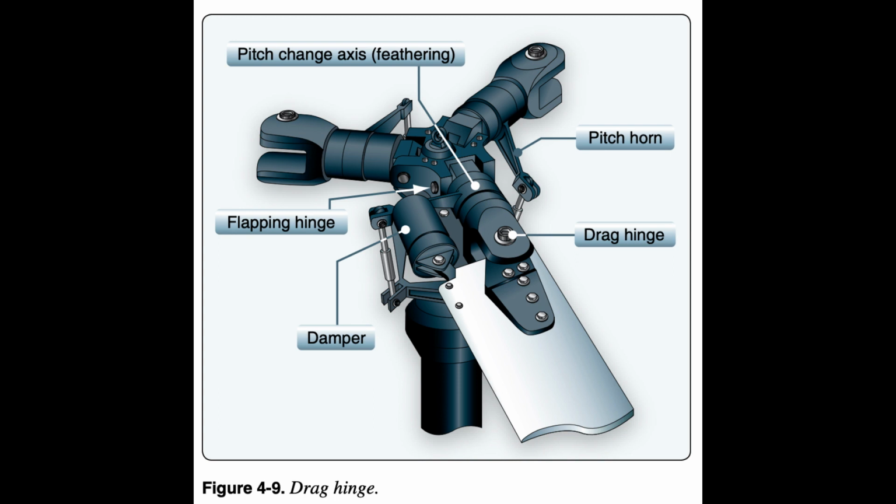An in-plane damper typically moderates lead/lag motion. Following a single blade through a single rotation beginning at some neutral position, as load increases from increased feathering, it flaps up and leads forward. As it continues around, it flaps down and lags backward.